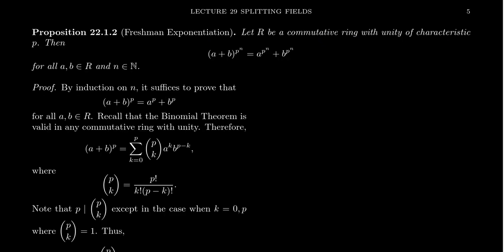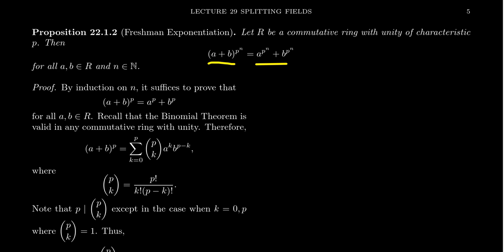This proposition is commonly referred to as freshman exponentiation. And this is actually a property that's true for commutative rings with unity who have characteristic P. It doesn't necessarily have to be a finite field, but a finite field is included in that. So if R is a commutative ring with unity and the characteristic is P, then if you take (A + B)^(P^n), this is the same thing as A^(P^n) + B^(P^n).